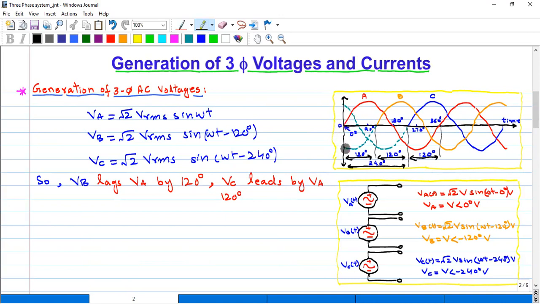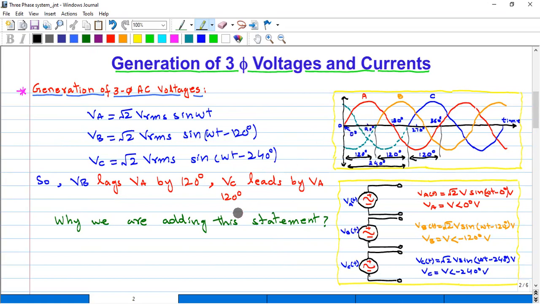So now the question is, why are we adding this statement? The answer to this question is, because from the statement, we are going to draw the phasor diagram of these three voltages.